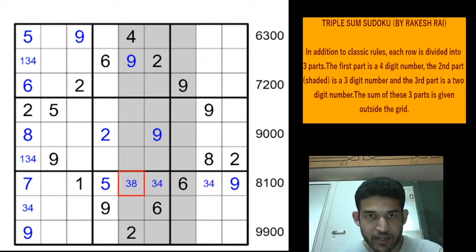So this will be an 8 now using classic rules, and this will be a 2. Again, using classic rules, we can confine 5 to one of these 2 cells, and because 6 is in here and here, 6 is in one of these 2 cells.